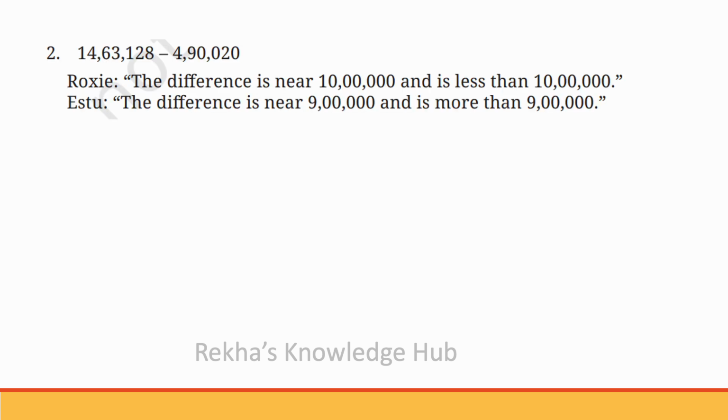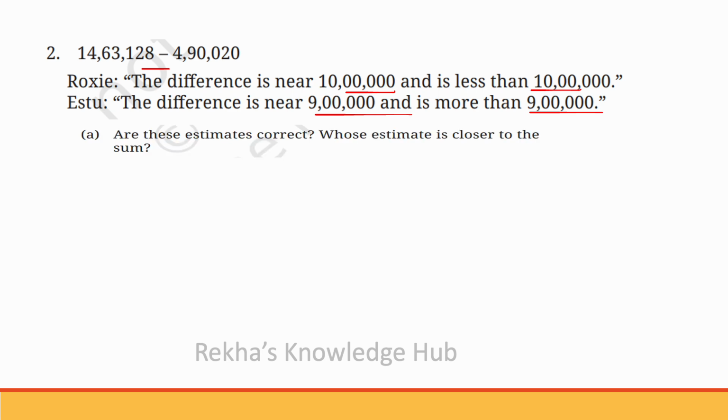14,63,128 minus 4,90,020. Roxy says the difference is near 10 lakh and is less than 10 lakh. S2 says the difference is near 9 lakh and is more than 9 lakh. Are these estimates correct? Whose estimate is closer to the sum? See, what is the exact difference?